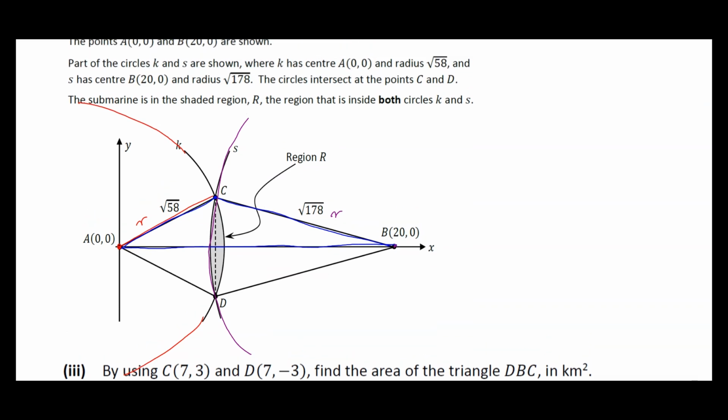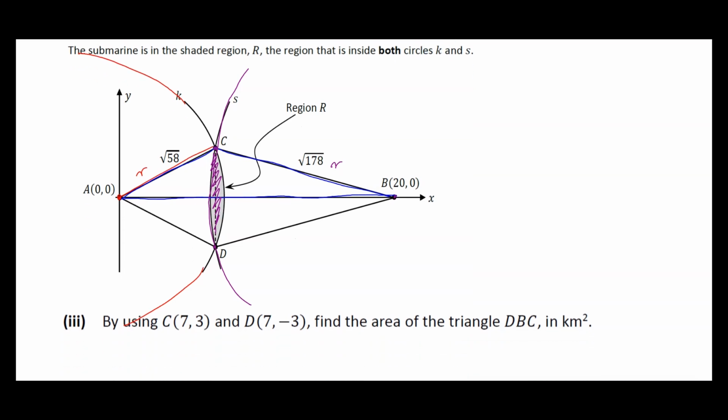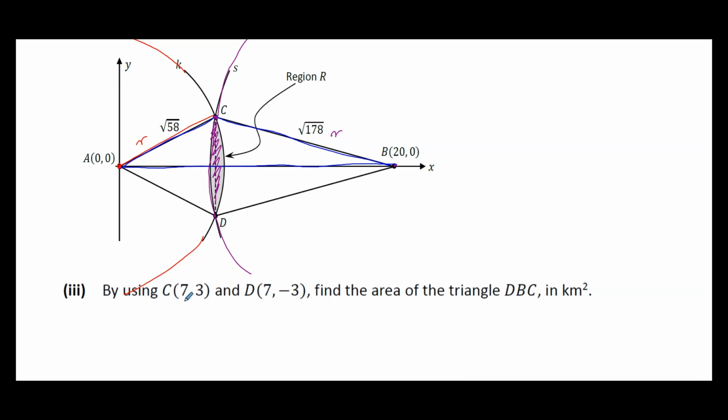Those circles intersect at points C and D, and we can see it at those two points. The submarine is in the shaded region. That's where our submarine is, and it is inside both circles. Okay. So by using C, and they're giving us the coordinates of C and the coordinates of D, find the area of the triangle DBC. So what triangle are they mentioning?